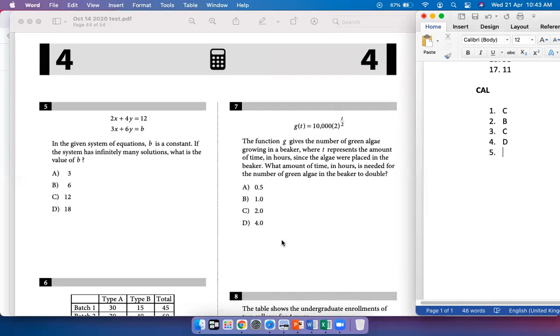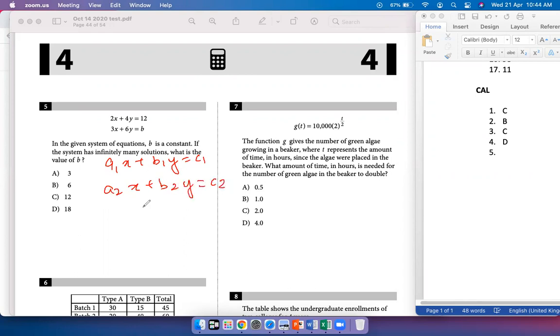Question 5. This is a system of simultaneous linear equations. In the given system, B is a constant. If the system has infinitely many solutions, what is the value of B? When we write the equations as A1x plus B1y is C1 and A2x plus B2y is C2, then for infinite solutions, my condition is A1 by A2 is B1 by B2, and that is C1 by C2. So A1 by A2 here is 2 by 3. That should be equal to 4 by 6, and that should be equal to 12 by B.